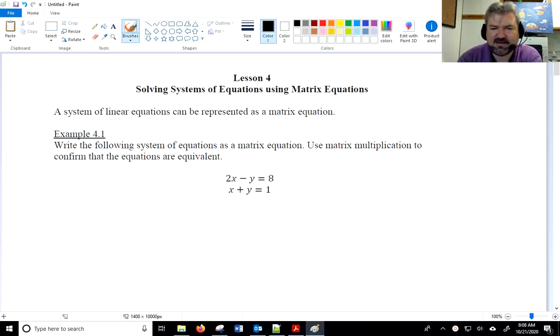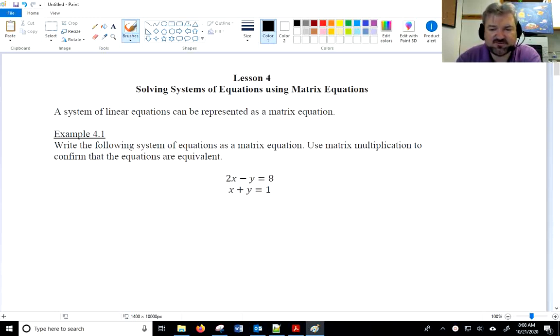Hello, welcome back. Lesson 4, Unit 4 of Algebra 2. In this lesson we're going to learn how we can solve a system of equations by using matrix equations and the matrix equation solving techniques that we discussed in Lesson 3.